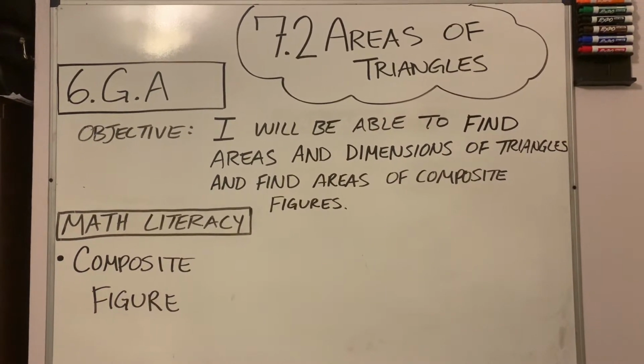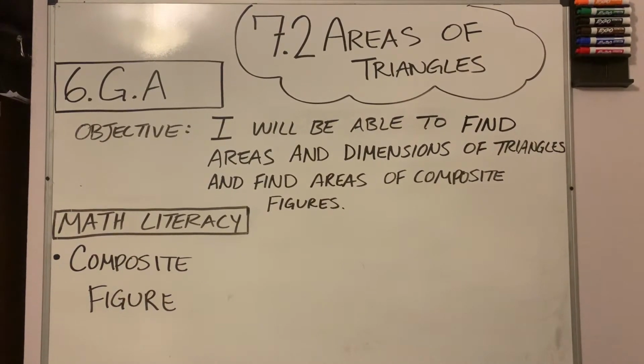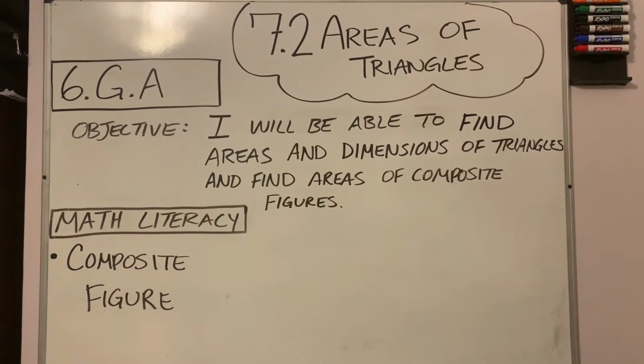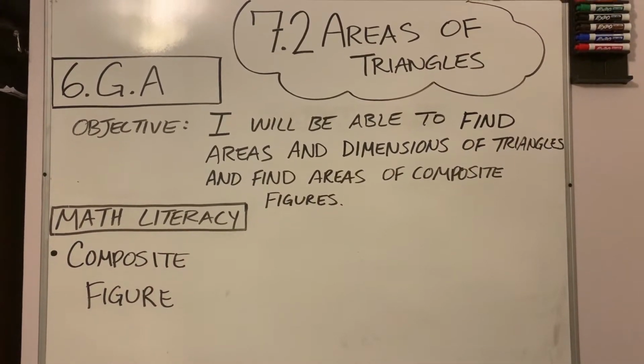So today we're going to be working with 7.2, areas of triangles. Our standard is 6th grade Geometry A, and our objective is that we're going to be able to find areas and dimensions of triangles and find areas of composite figures. Our mathematical literacy: we have composite figure.